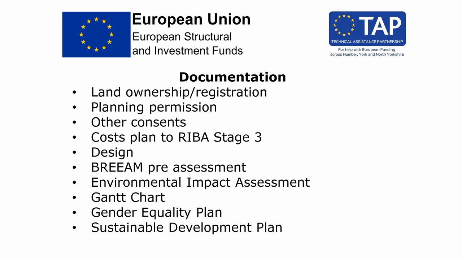Documentation. Depending on the scope and scale of your project, there is probably quite a long list of documentation you will need to supply with your full application. This may include land ownership registration documents, planning permissions, other legal consents, a cost plan up to RIBA Stage 3, design details, a BREEAM pre-assessment, environmental impact assessment, a Gantt chart, gender equality plan, and a sustainable development plan.